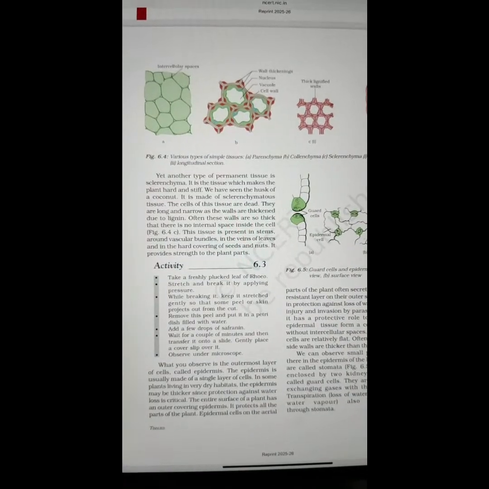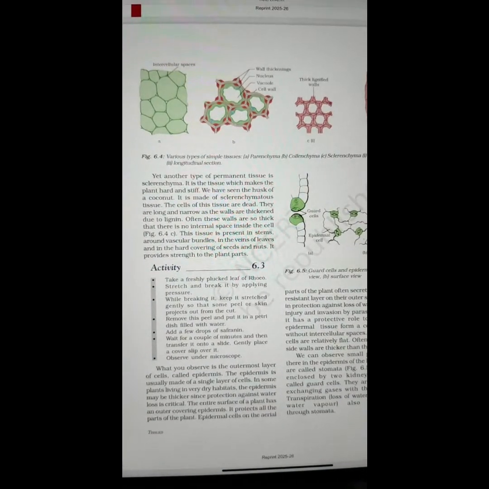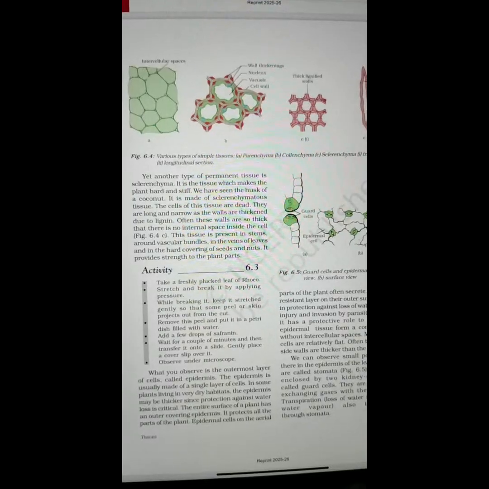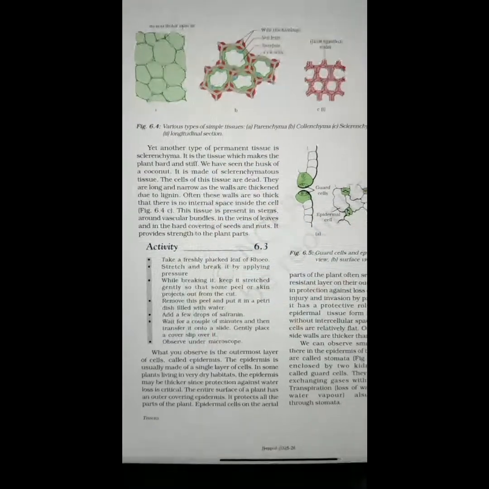Often these walls are so thick that there is no intercellular space inside the cell, figure 6.4c. This tissue is present in stems around vascular bundles, in the veins of leaves, and in the hard coverings of seeds and nuts. It provides strength to the plant parts.